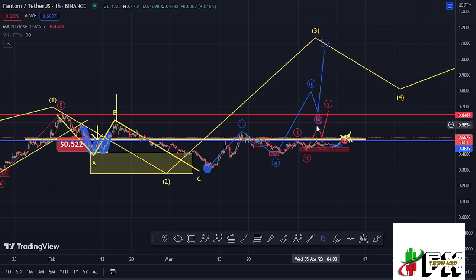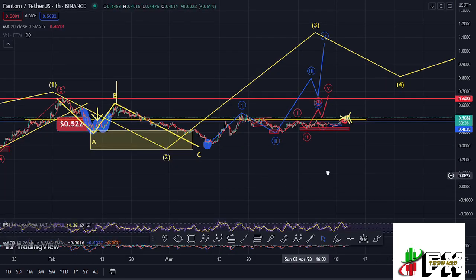And in the formation of this wave 3, we are also seeing a micro Elliot wave count, which has just given us the short-term scenarios, having my target areas at around the $0.57 mark. So that is what I'm expecting here on the short-term scenarios here on the Fantom chart.